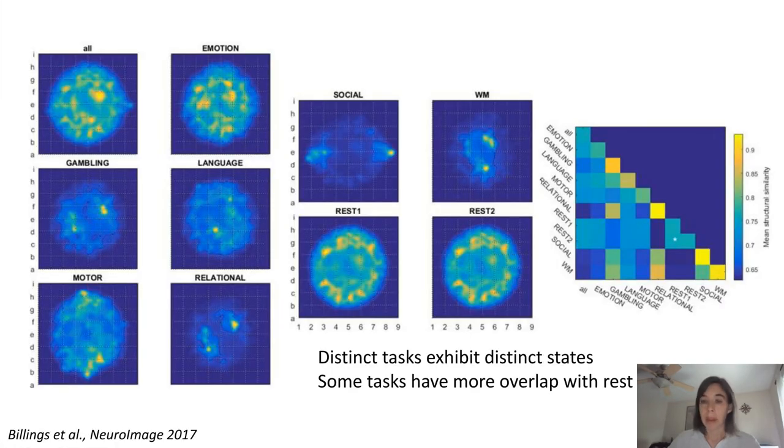I'm just going to go through this quickly; I don't want to take too much time. We can separate this out by task, and you see different patterns for different tasks. We also find that the decomposition is very reproducible across scans when we had multiple runs, for example, first resting state and second resting state.